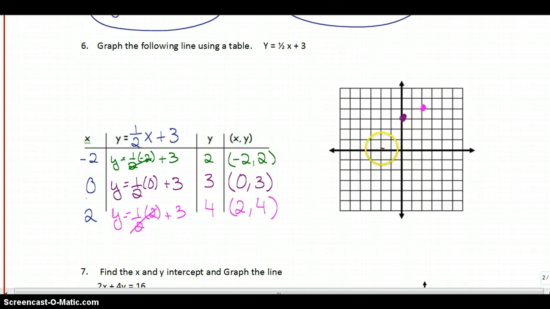And negative 2, positive 2. So now when I connect these points, it's going to make one nice line.